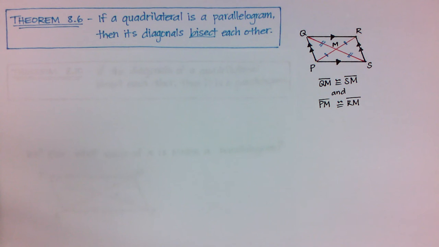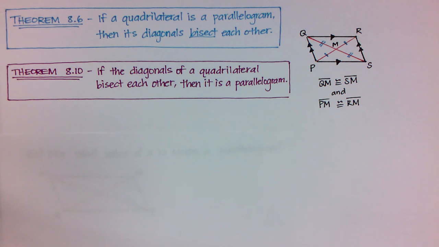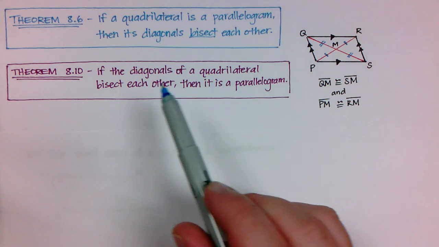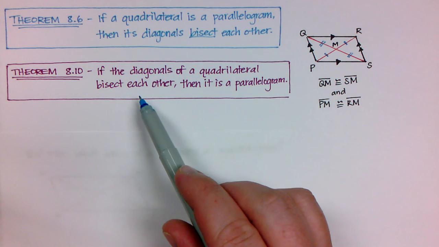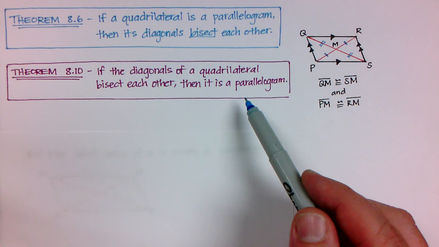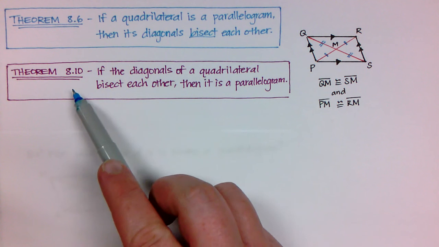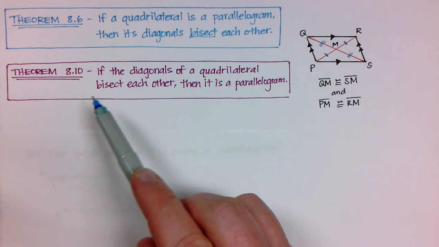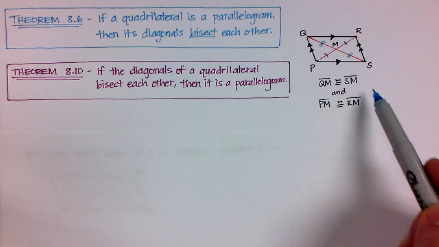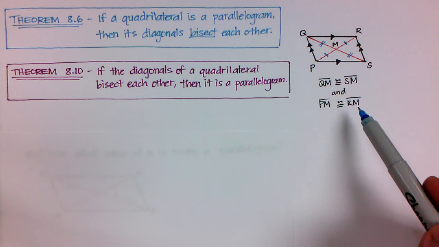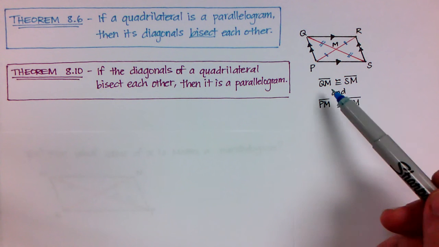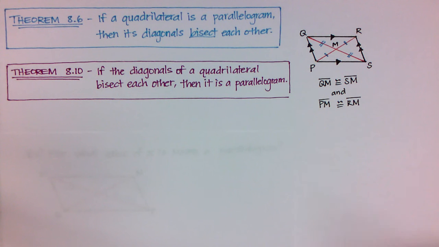And this theorem has kind of its complement as well, that if we're told that the diagonals of a quadrilateral bisect each other, then I can conclude that it is a parallelogram. And this is theorem 8.10. All right, so this time we're starting with the information that the diagonals of the shape bisect each other, and then I conclude it's a parallelogram.